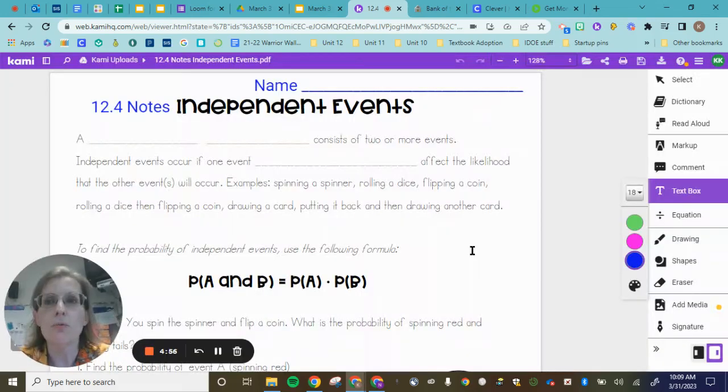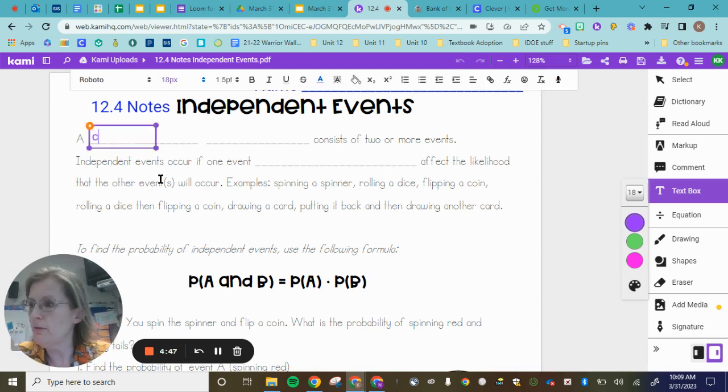Today in Unit 12, Lesson 4, we are talking about independent events. But first, we need to talk about a little bit of vocab. So a compound event is like a compound word. So that's our first blank. Compound event.